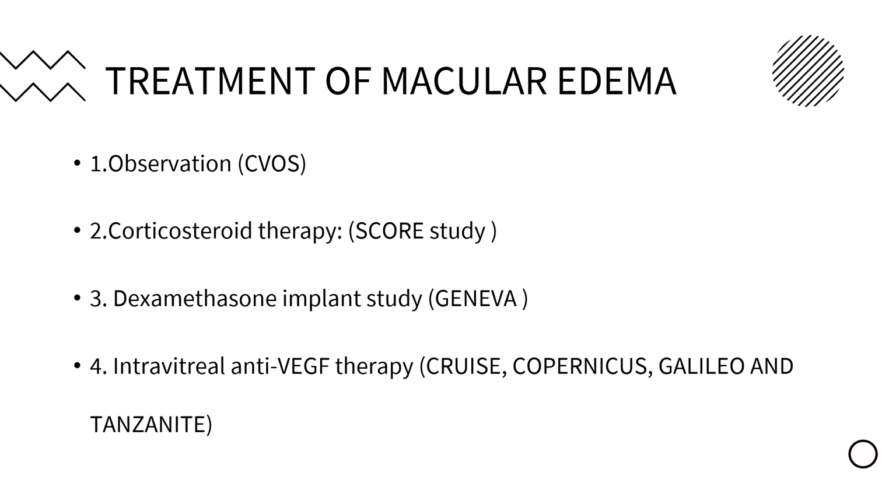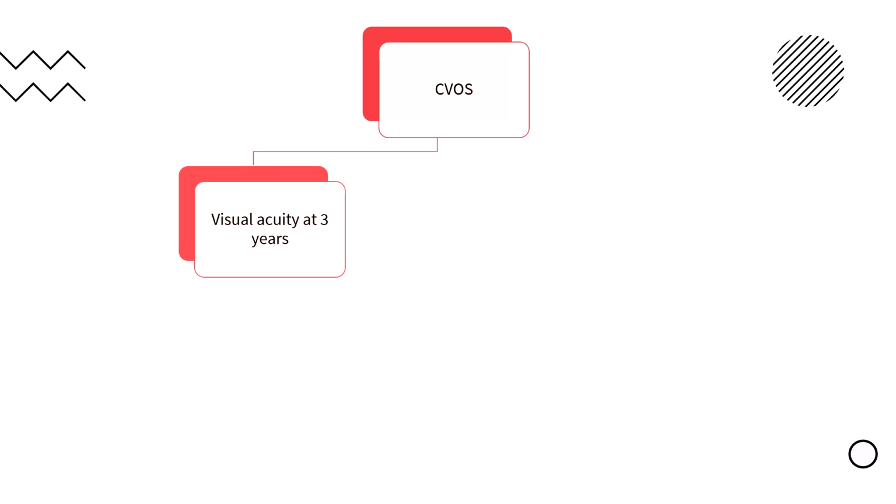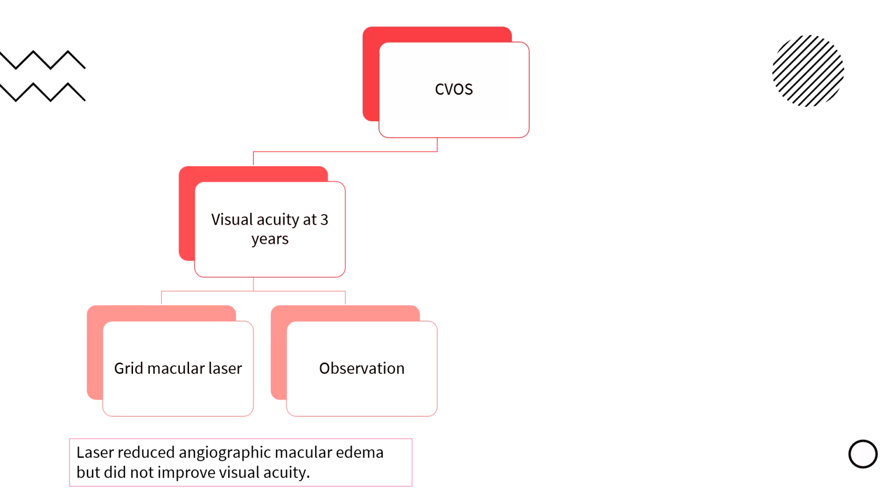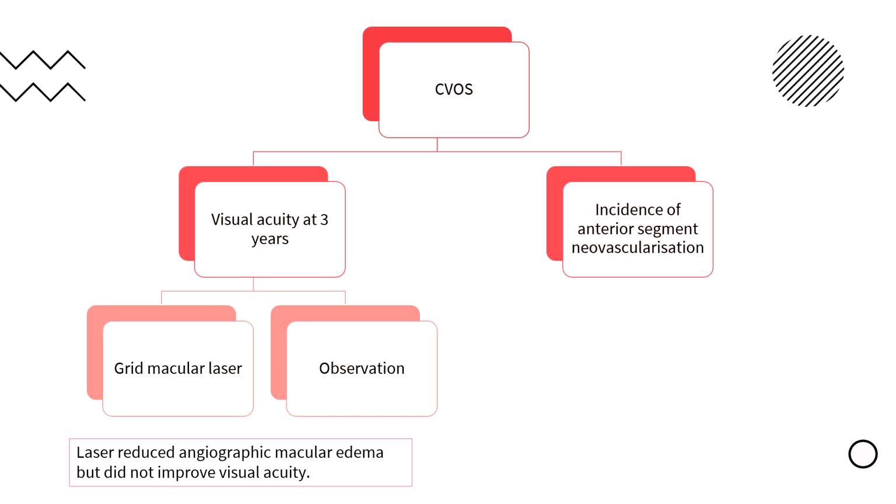Treatment of macular edema is guided by the following studies: observation by CVOS, corticosteroid therapy by the SCORE study, dexamethasone implant by the GENEVA study, and intravitreal anti-VEGF therapy by the CRUISE, COPERNICUS, GALILEO, and TENAYA studies. According to CVOS criteria, visual acuity was to be measured at 3 years. One arm received grid macular laser and one arm was observed, and the result was that laser reduced angiographic macular edema but did not improve visual acuity. So in CVOS, we started with observation.